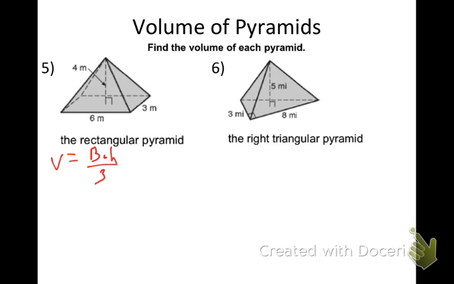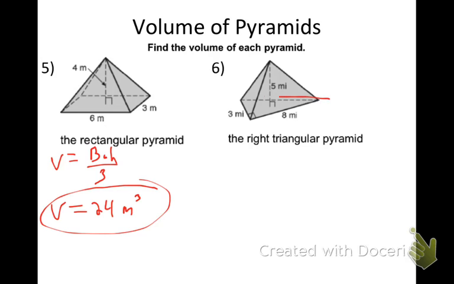24. 24, nice job. You end up with 24 meters what? Cubed. Number 6. What do you notice about number 6? What's my base in number 6? My base is a... So what's the area of my base there then? 3 times 8 times a half. Yeah, it's 3 times 8 times a half.